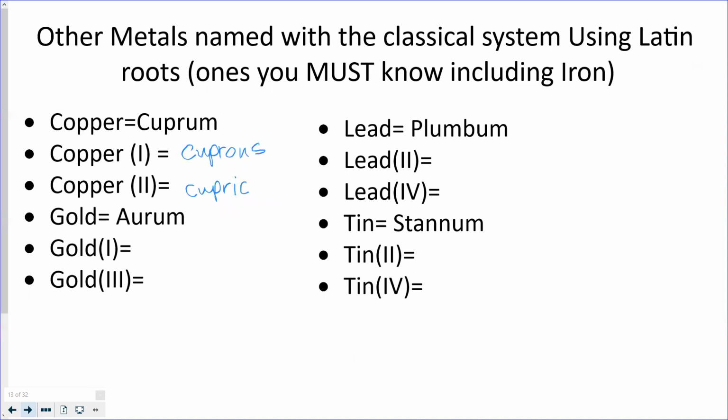You also need to know gold. Gold symbol is Au. That comes from the Latin name aurum. Gold can either be a +1 or a +3 charge. So +1 is the lower charge, so that's going to be aurous. Gold 3 is the higher charge, so that will be auric.